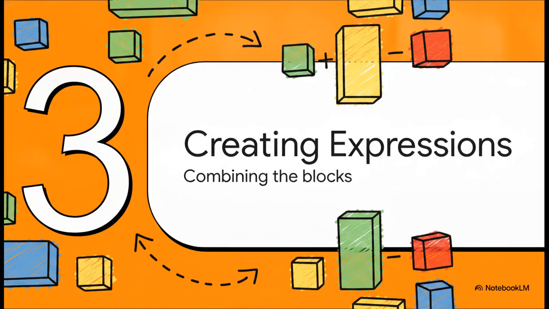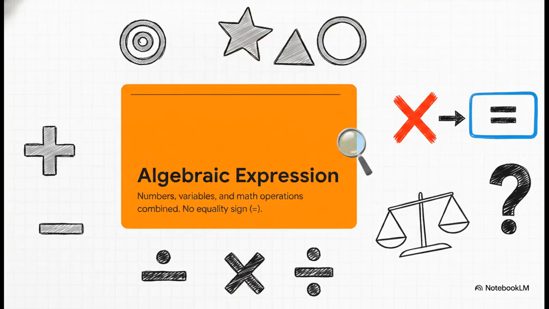Section 3. Creating expressions. Okay, now that we have our variable blocks and our constant blocks, we get to snap them together to build something much bigger, which is called an algebraic expression. An expression is just numbers, variables, and math operations, like plus, minus, multiply, and divide, all combined together. For example, x plus 5 or 3y minus 2. But, and listen, this is a huge, absolutely crucial point. An expression does not have an equal sign. If you see an equal sign, you've wandered into an equation. An expression is just a statement, standing all on its own.